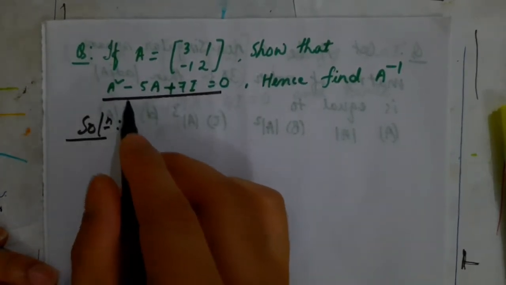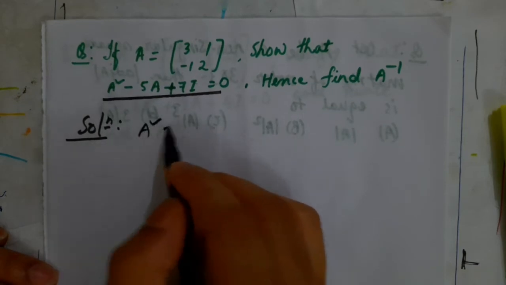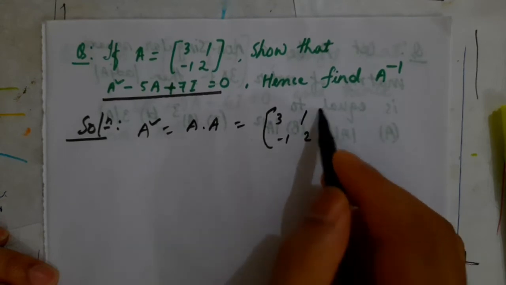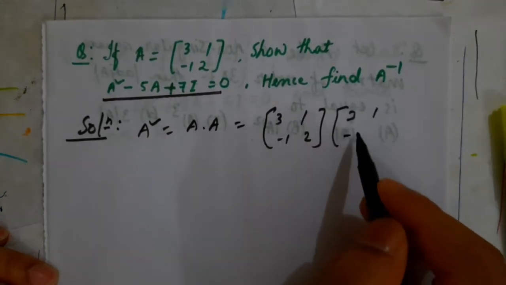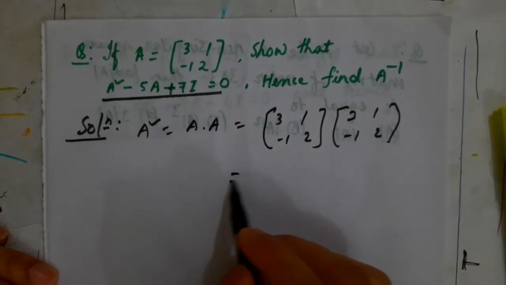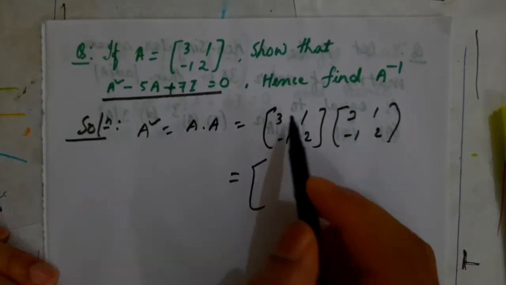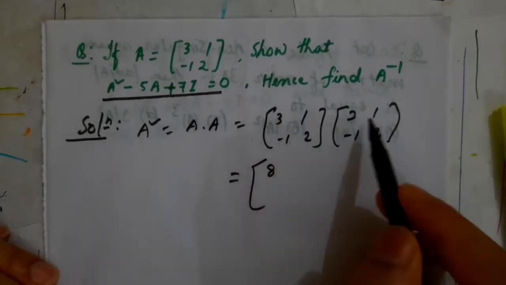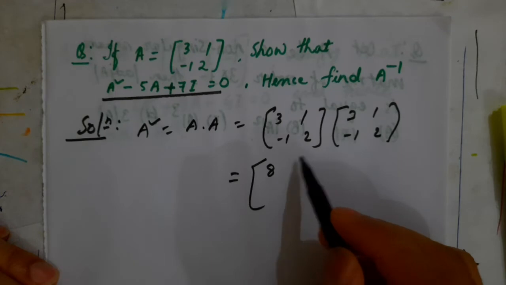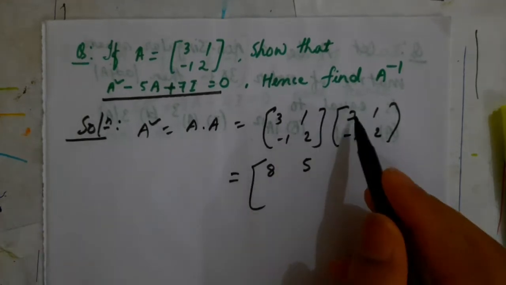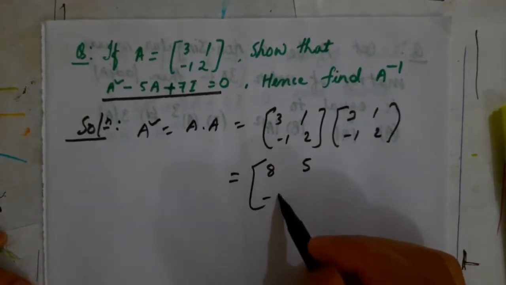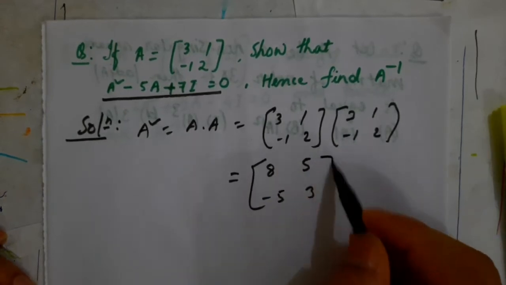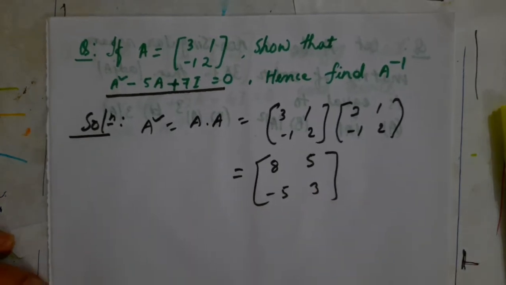To prove this, we have to find the value of A square, that is A into A, with A equal to 3, 1, -1, 2 on both sides. Multiply: 3 times 3 is 9, 9 minus 1 is 8. 3 times 1 is 3, plus 2, that is 5. -1 times 3 is -3, minus 2, that is -5. -1 plus 4 is 3. That is A square.